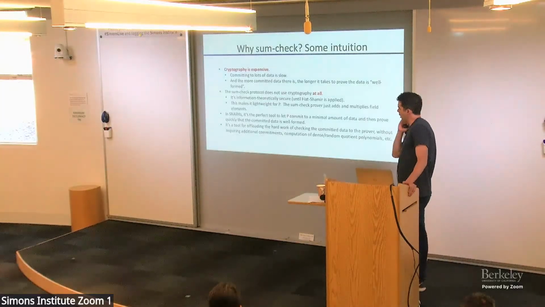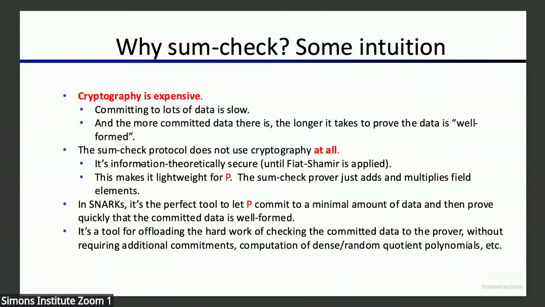I want to give a couple pieces of intuition before we see the sum-check protocol about why it's useful. One piece of intuition is cryptography is expensive, which just means if you want to commit to a lot of data, you can do it. The commitment will still be small, but computing that commitment will be slow. On top of that, the more data you commit to, the more work you as a prover have to do to prove that that data is well-formed, that you committed to the right data and not some garbage data.